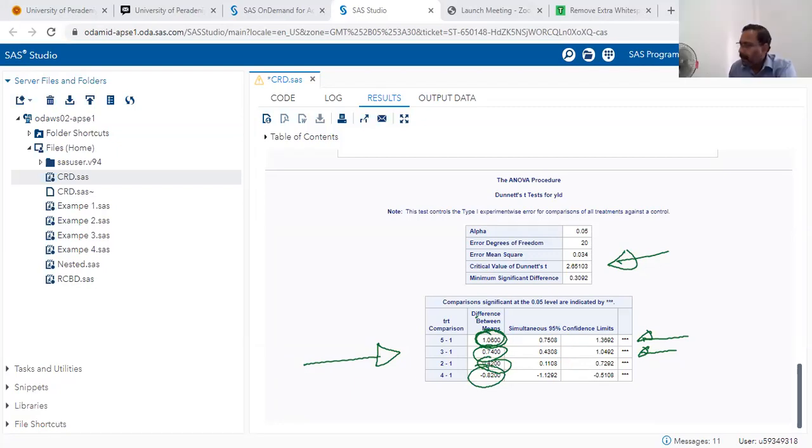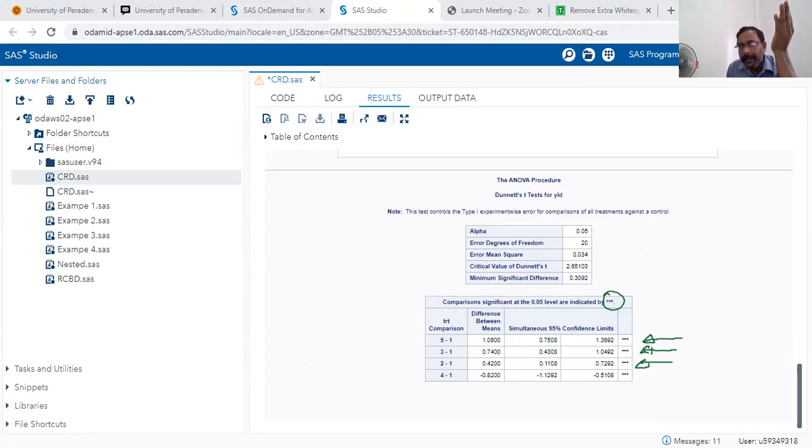You see? And the other thing you can observe is, in each comparison, whether these are significant. In each case, it is significant, highly significant, very highly significant. It's the same result as our LSD. Can you remember? We put LSD, same results.